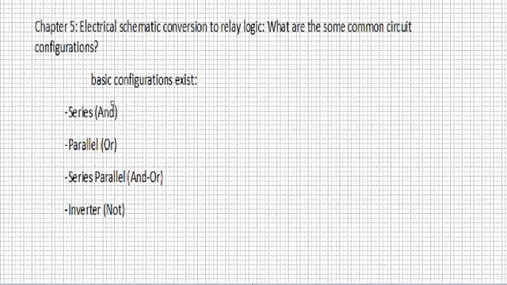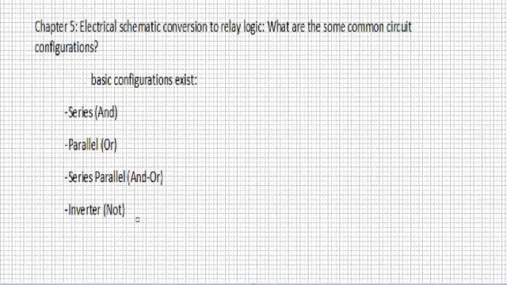The first one is series, and that's called AND in the logic world. The second one is parallel, and that's called OR in the logic world. The third one is series parallel, sometimes known as SP, and it's called the AND OR. And then the fourth one is the inverter. A lot of the electrical logic configurations are going to be based off of this concept of series and parallel. So that's the reason why it's important.